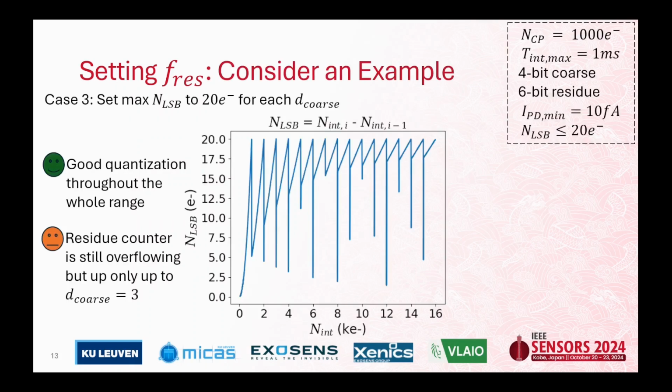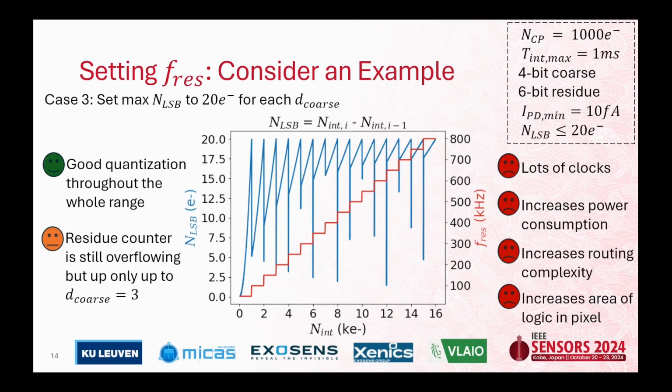Just for an example, an exaggerated scenario where basically we have 16 clocks. Again, this is not what we did. This is just an exaggeration. We have 16 clocks, right? We can see here that you have good quantization throughout the whole range. Instead of having 12 D-code values with residue, now we only have 3. But the problem is we have a lot of clocks, meaning increased power consumption because you need to generate all of this, increased routing complexity because you need to deliver all of these clocks to the whole pixel array, and of course increased area and logic inside the pixel, right?